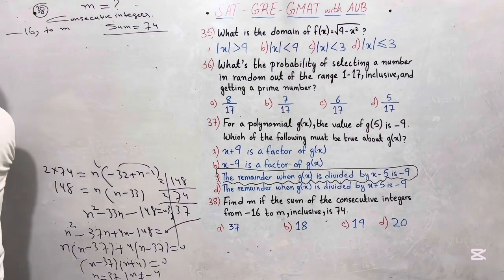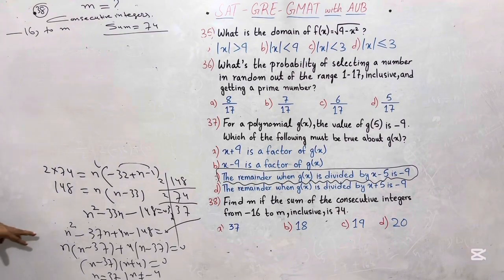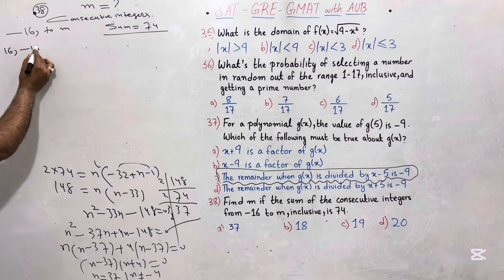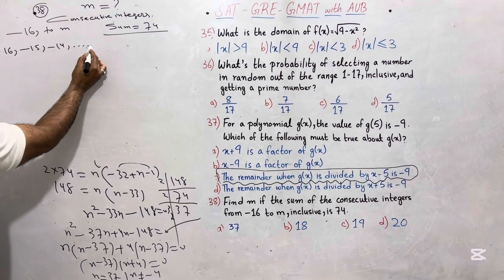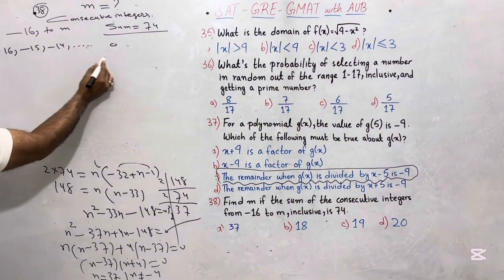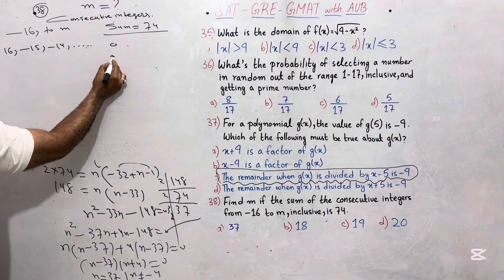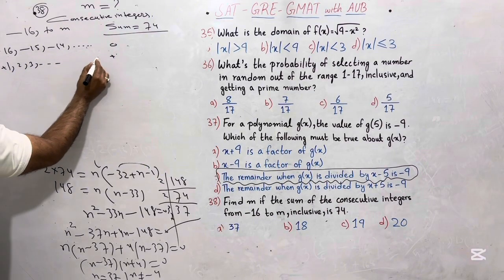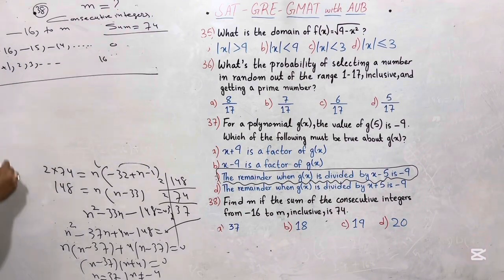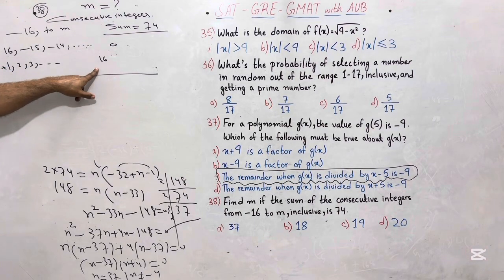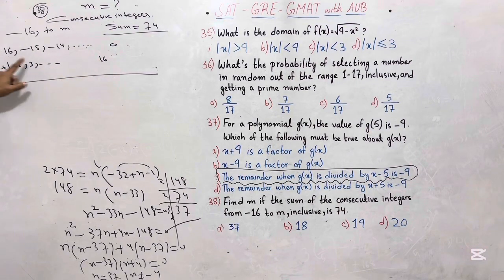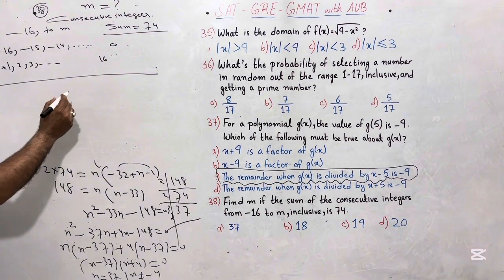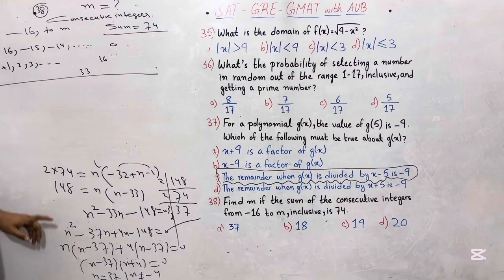Now, how many terms are there? 37 terms are there. Starting from negative 16, negative 15, negative 14, and so on up to 0. Then we have to increase. That is positive 1, positive 2, positive 3 up to 16. Now look at this. Negative 16 to positive 16, they will become 32. If we include 0, they will become 33.